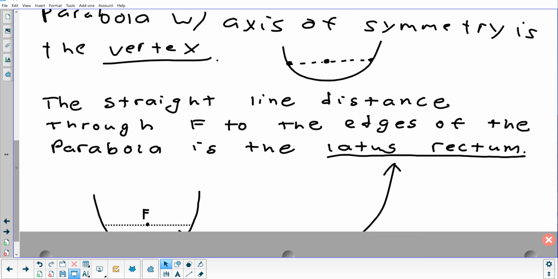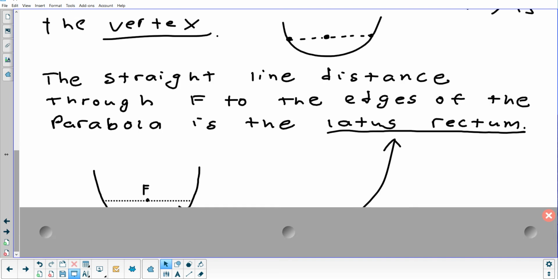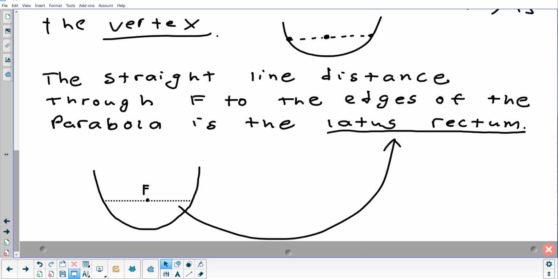They call that distance the latus rectum. And we looked that up in another class, and it's Latin for something. I can't remember exactly what, but it basically means like distance to the sides, or width through the sides or something like that. But it's Latin. Line to the edges, line to the side. Can't remember. Another term for it you might also see is focal width. It's the width of the parabola through the focus.